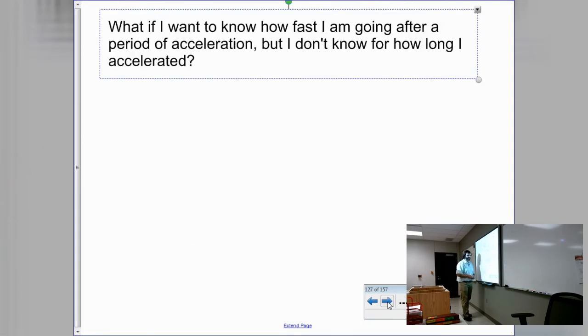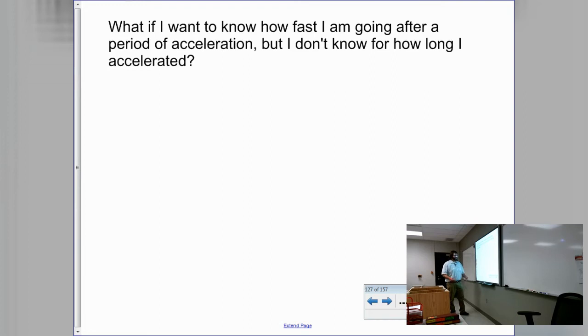Okay, we have one more equation to derive. So let's go ahead and try that. For our final kinematic equation, I'm going to propose a scenario where I want to know how fast I'm moving after a period of acceleration, which again was the second equation we kind of derived earlier. But now I don't know for how long I've accelerated. All the other kinematic equations have involved time in each of the equations. This one, we do not have the time.